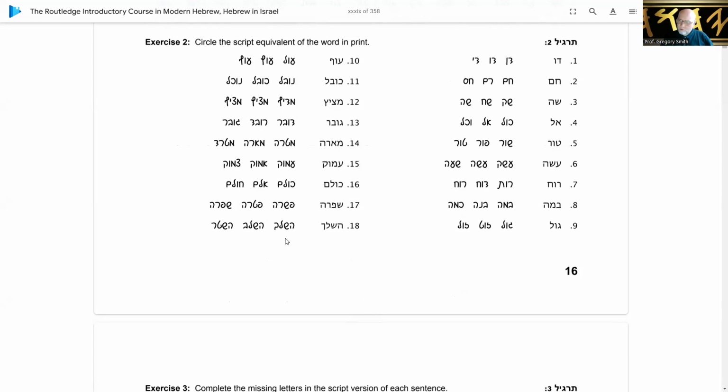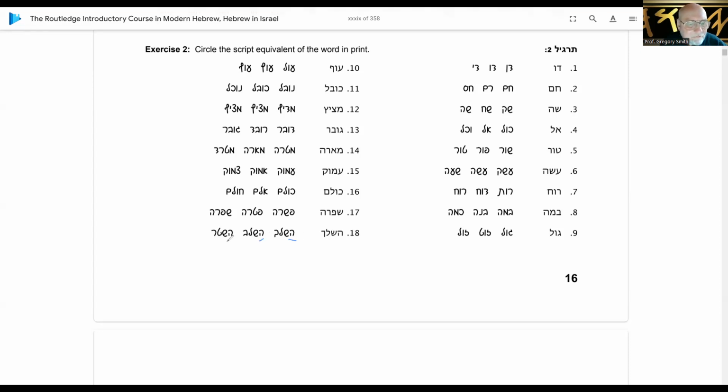That means to throw away. Hashalech, throw away. Okay, so this one might be a little tougher because all three of these have the hey.